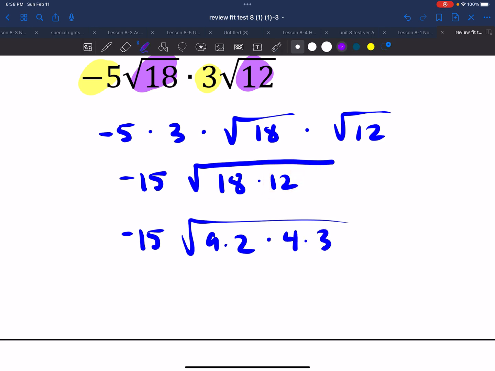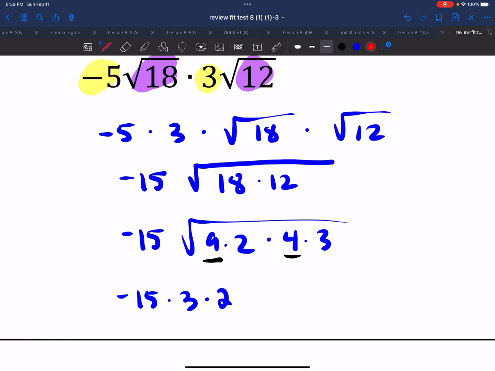You can see that what I'm going to do is underline. I have this here, I have this here, and this here. What I'm underlining are the perfect squares in black. So we know the square root of 9 is 3. So 3 is going to go outside of that square root. So -15 times 3. What else is a perfect square? We have the square root of 4. The square root of 4 is 2. So 2 is going to go outside of the square root.